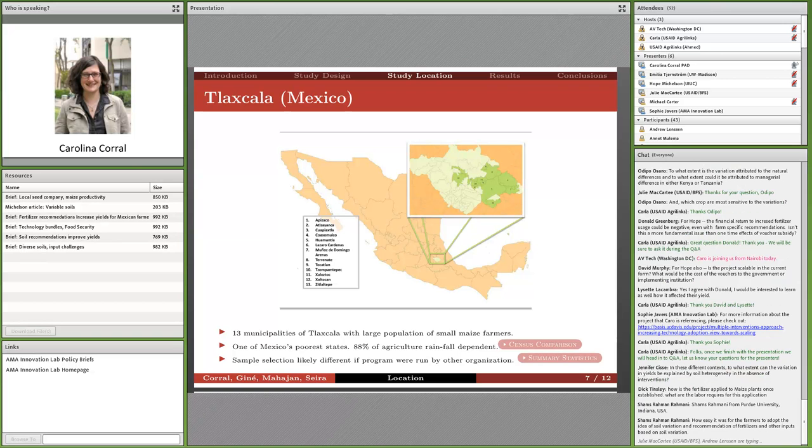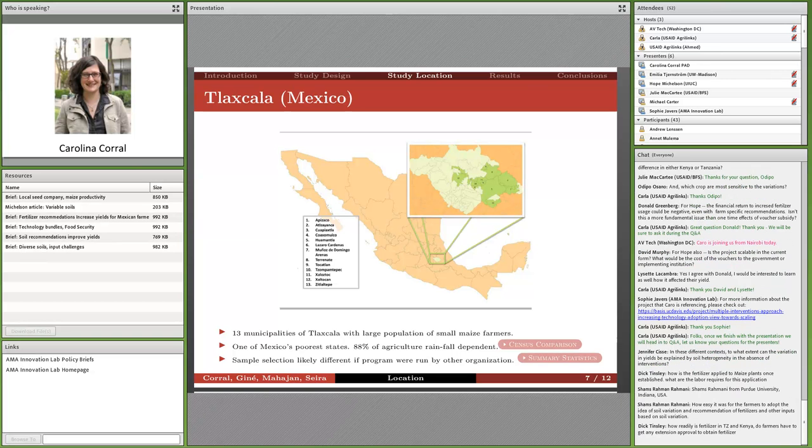This is one of the poorest states in Mexico. 88% of the land is rainfall dependent. In our sample, 40% of farmers have not finished primary school, and the land tenure is smaller than in other regions.